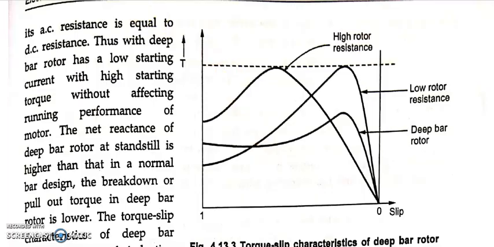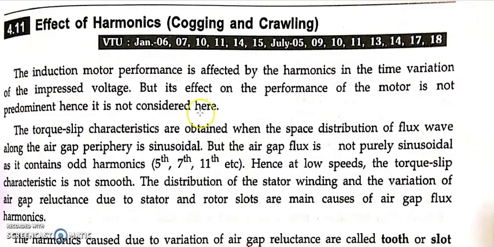But actually what happens, we know that there are slots present in both the stator as well as the rotor. This causes uneven distribution of the air gap flux between stator and rotor. Since the rotor and stator are not smooth, the air gap flux will also not be smooth. It should actually be sinusoidal, but due to the unevenness in the stator slots as well as the rotor slots, the air gap flux will be uneven. So the air gap flux will be non-sinusoidal, not pure sinusoidal.